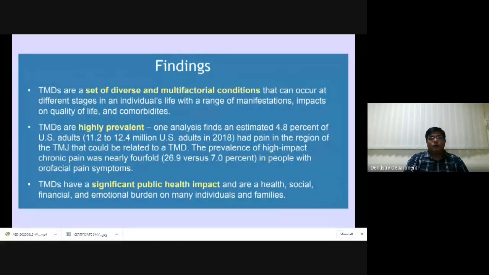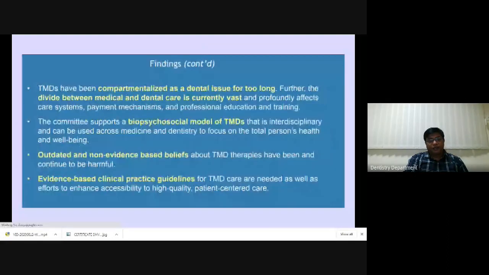And that consensus report has found a set of findings. One of the findings is that TMDs are a set of diverse and multifactorial conditions. So this is what happened in recent decades. They found out that it is not from a single etiology, it is a multifactorial etiology. And TMDs are highly prevalent. They also found that TMDs have a significant public health impact and are a health, social, financial, and emotional burden on many individuals and families. So these are the findings.